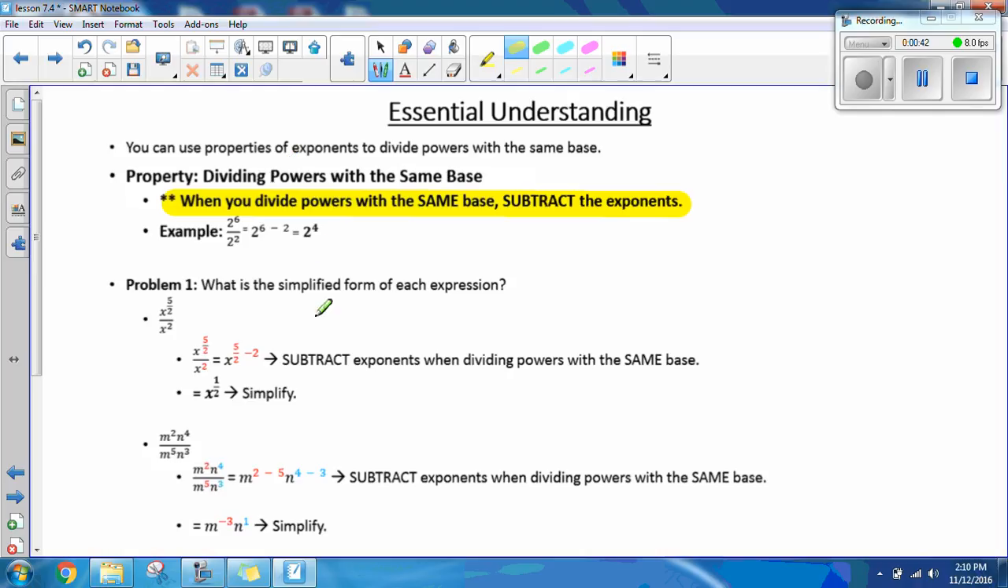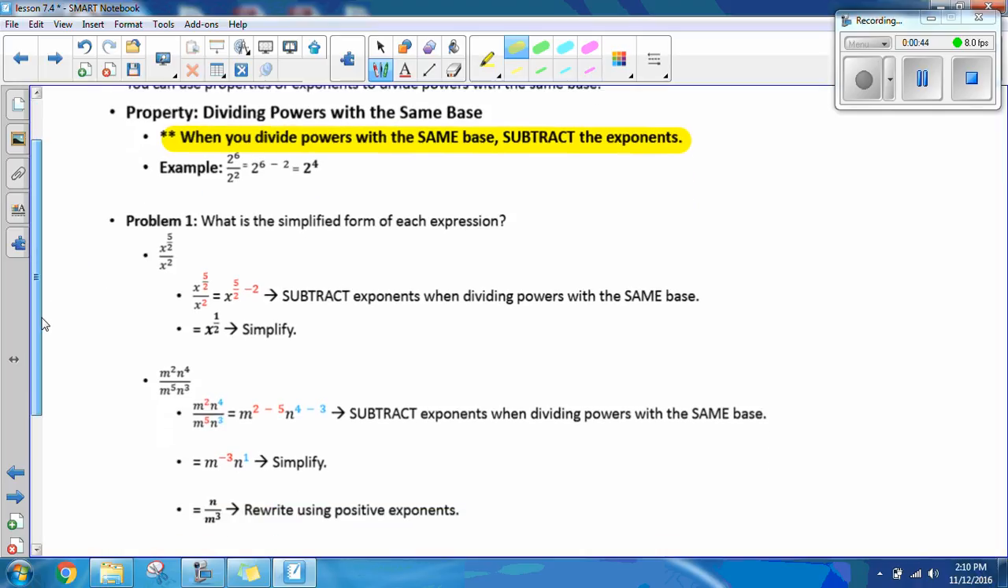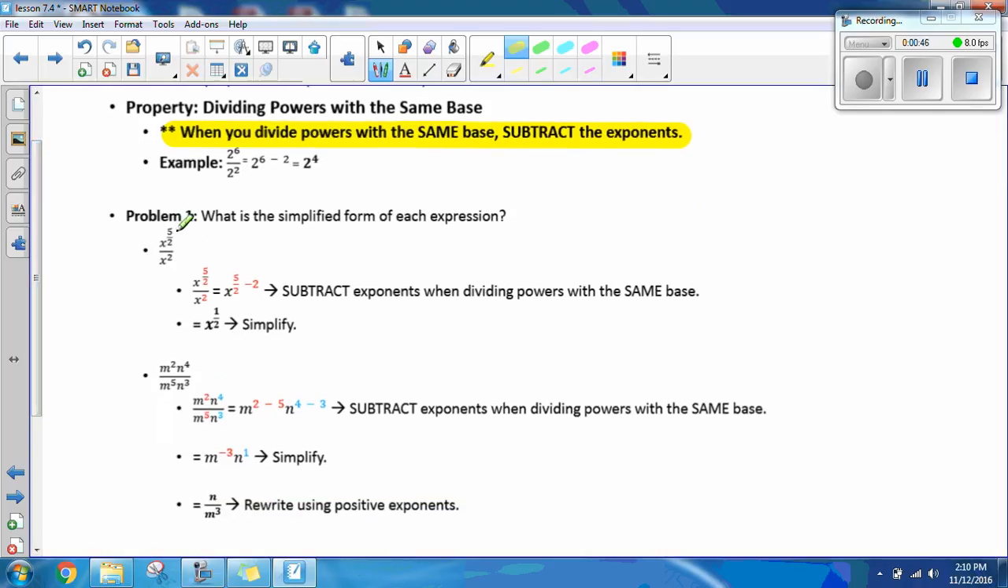What is a simplified form of each expression? Here we have x to the 5 over 2 power divided by x to the 2nd power. Since the bases are the same and it's division, we can just subtract the exponents. We get 5 over 2 minus 2, and that simplifies to x to the 1/2 power.